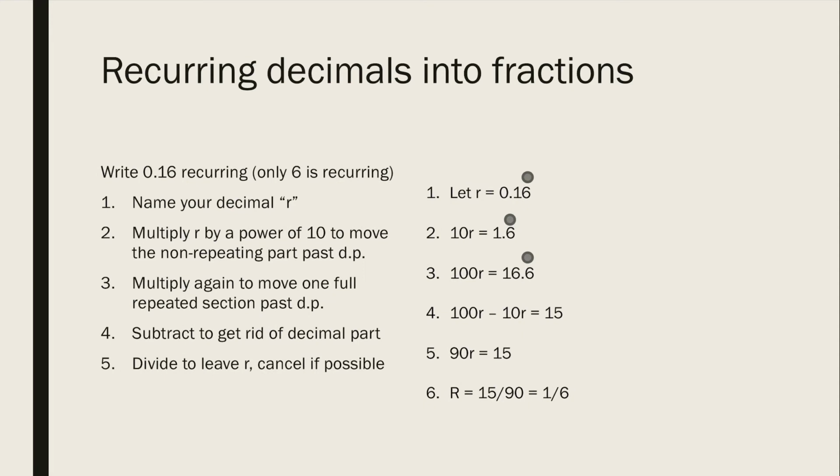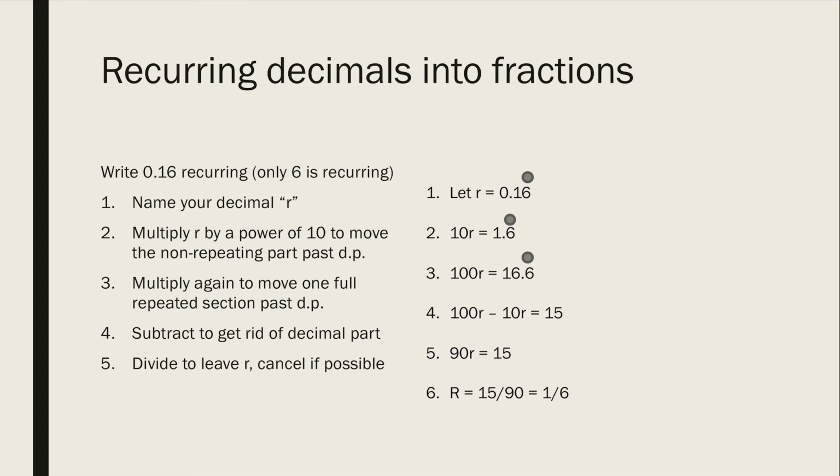So let's say you had to write 0.16 recurring as a fraction, but this time only the 6 is recurring. First, like we did before, name your decimal. Let r be 0.16 recurring, the 6 only. And then multiply r by a power of 10 to move the non-repeating part past the decimal point. So 10r is equal to 1.6 recurring, because the 1, which is not recurring, comes onto the other side. Now you want to multiply again to move one full repeated lump past the decimal point. So 100r is equal to 16.6 recurring.